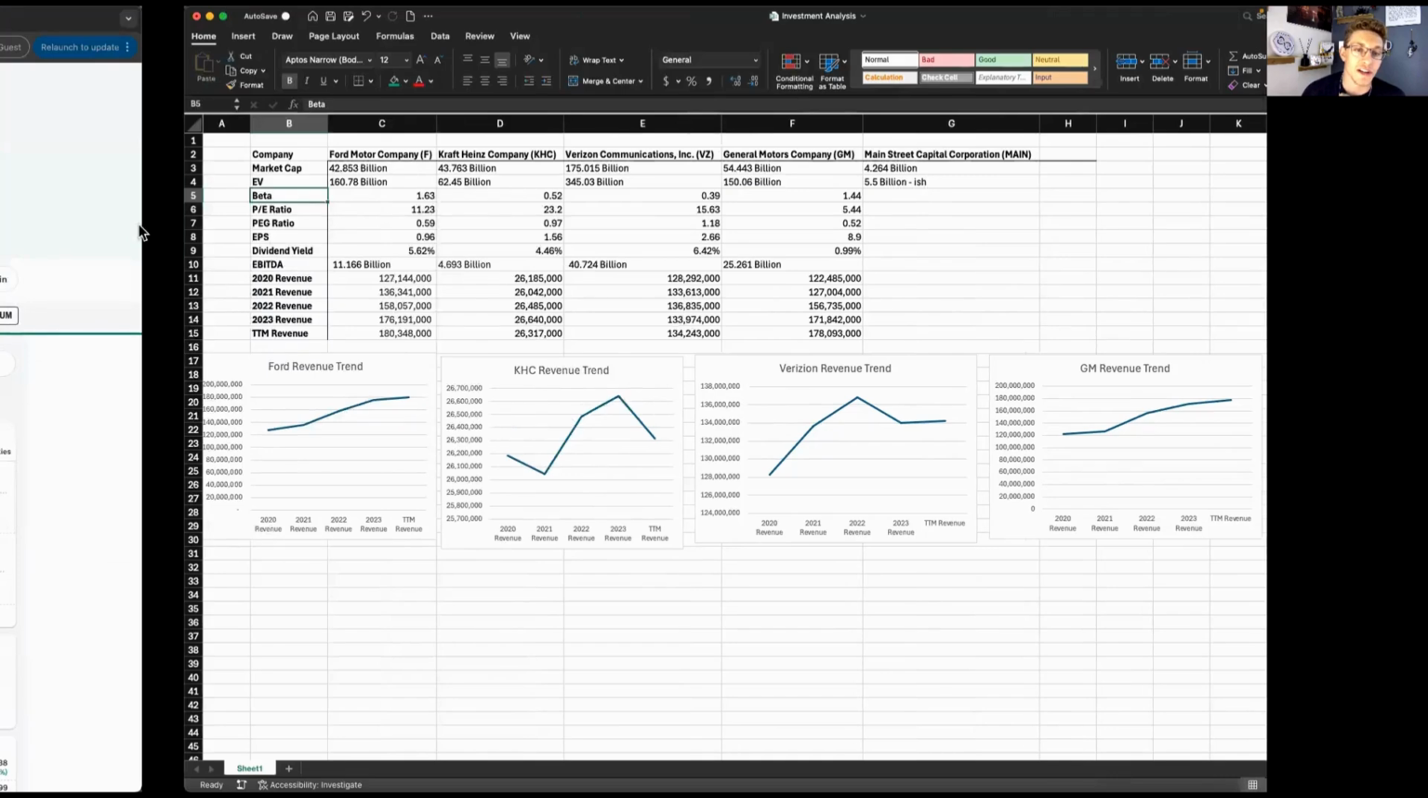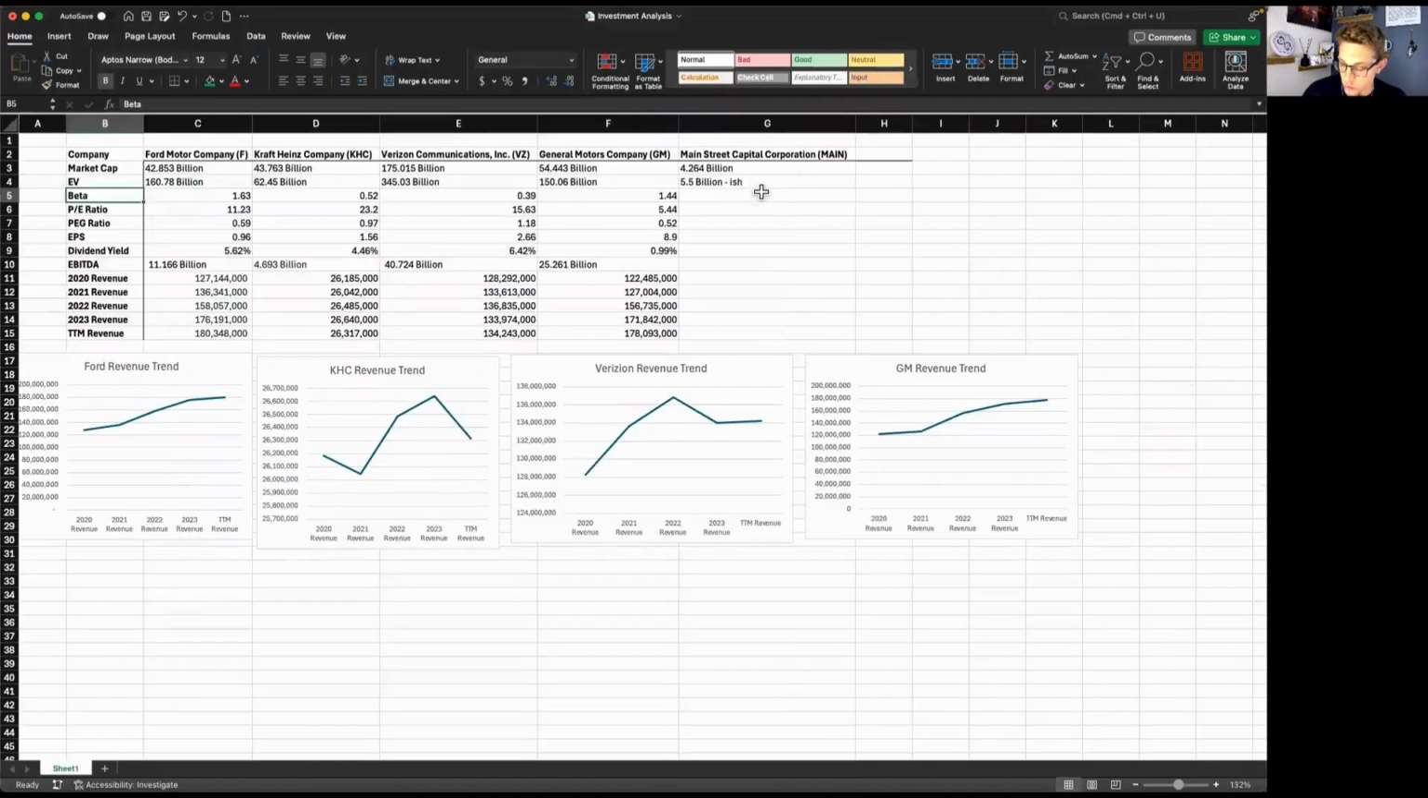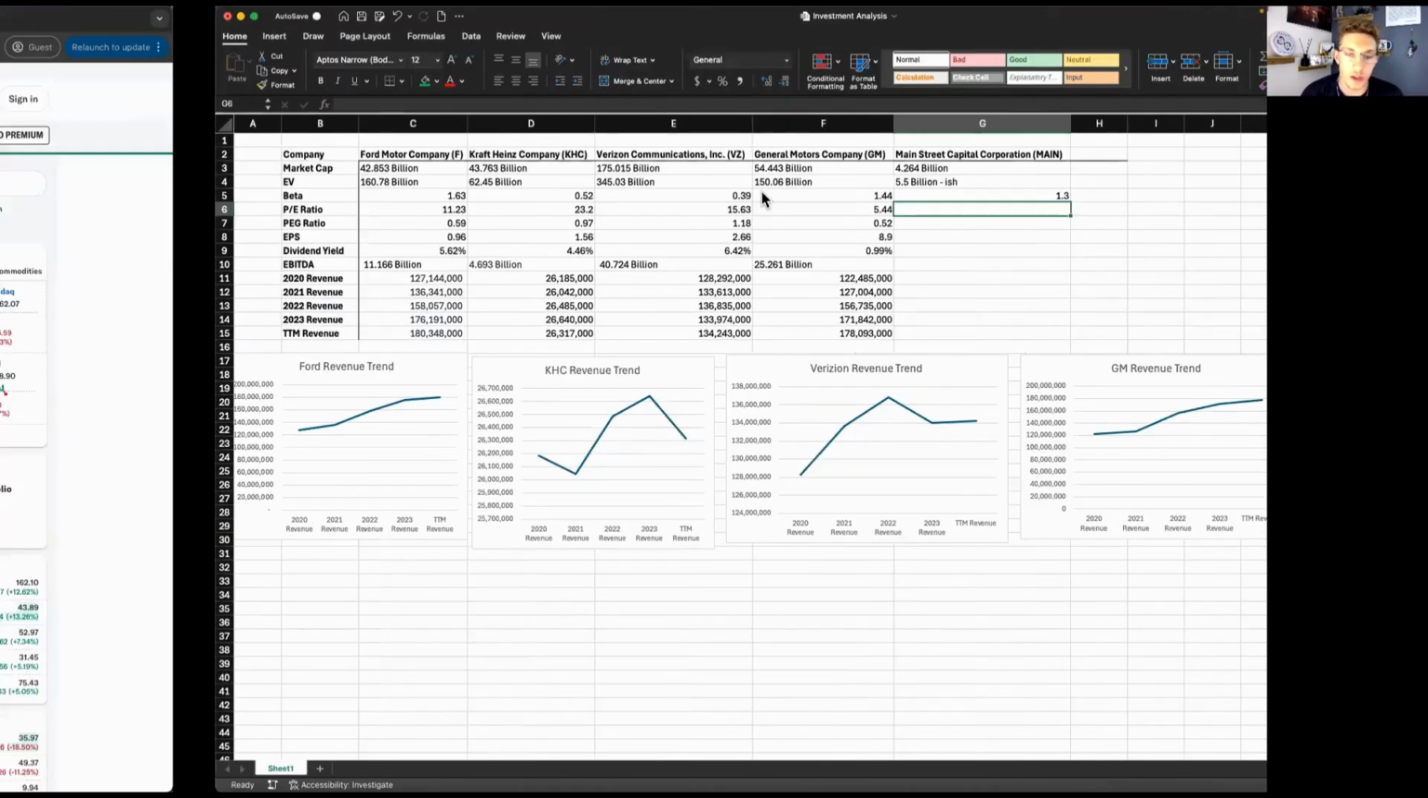Next thing we're looking for here is beta. And beta will have a 5-year monthly here at 1.3. So we got 1.30. So, every 1% that the market moves, we expect Main Street to move about 1.3%. So that's pretty cool. PE ratio is our next one.